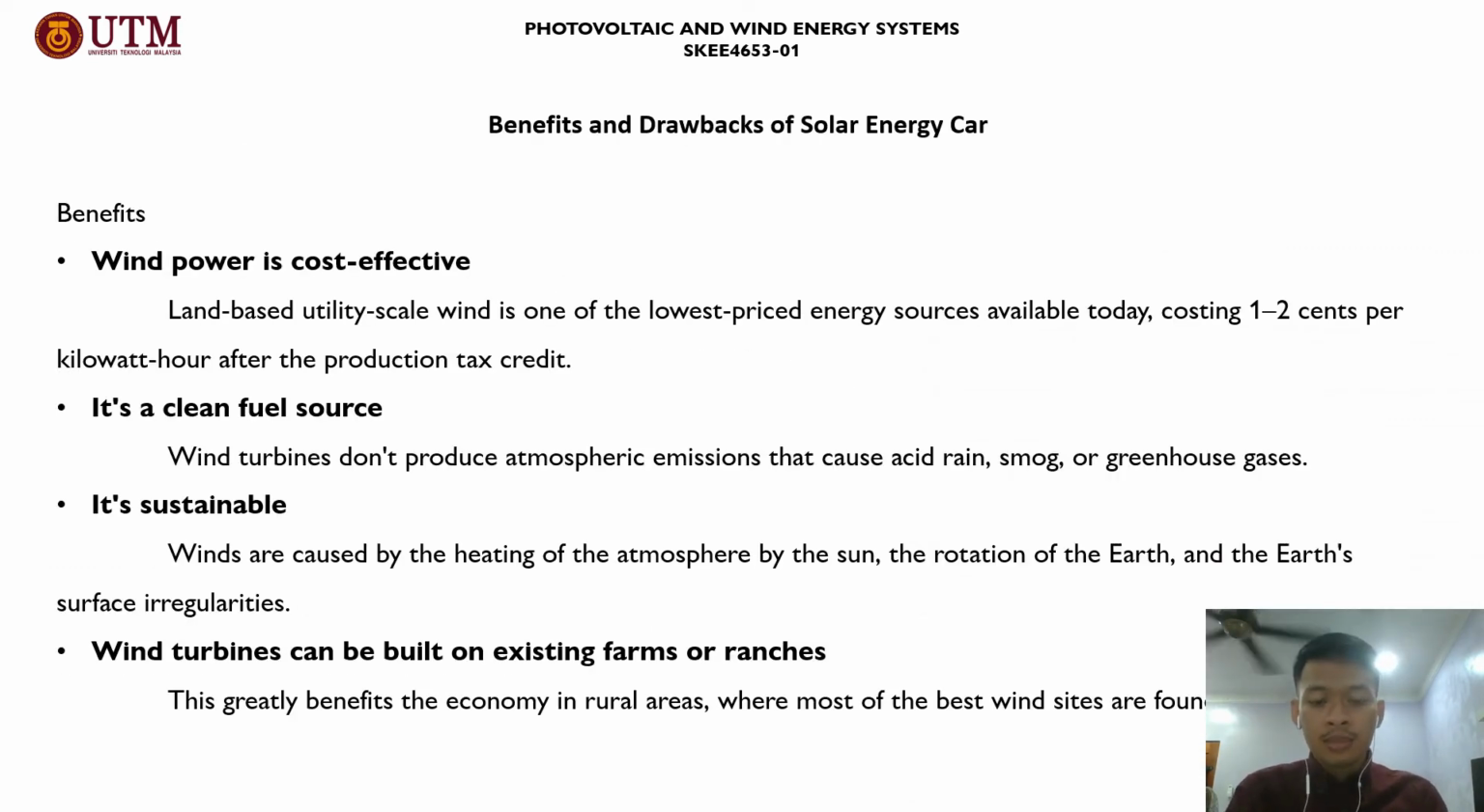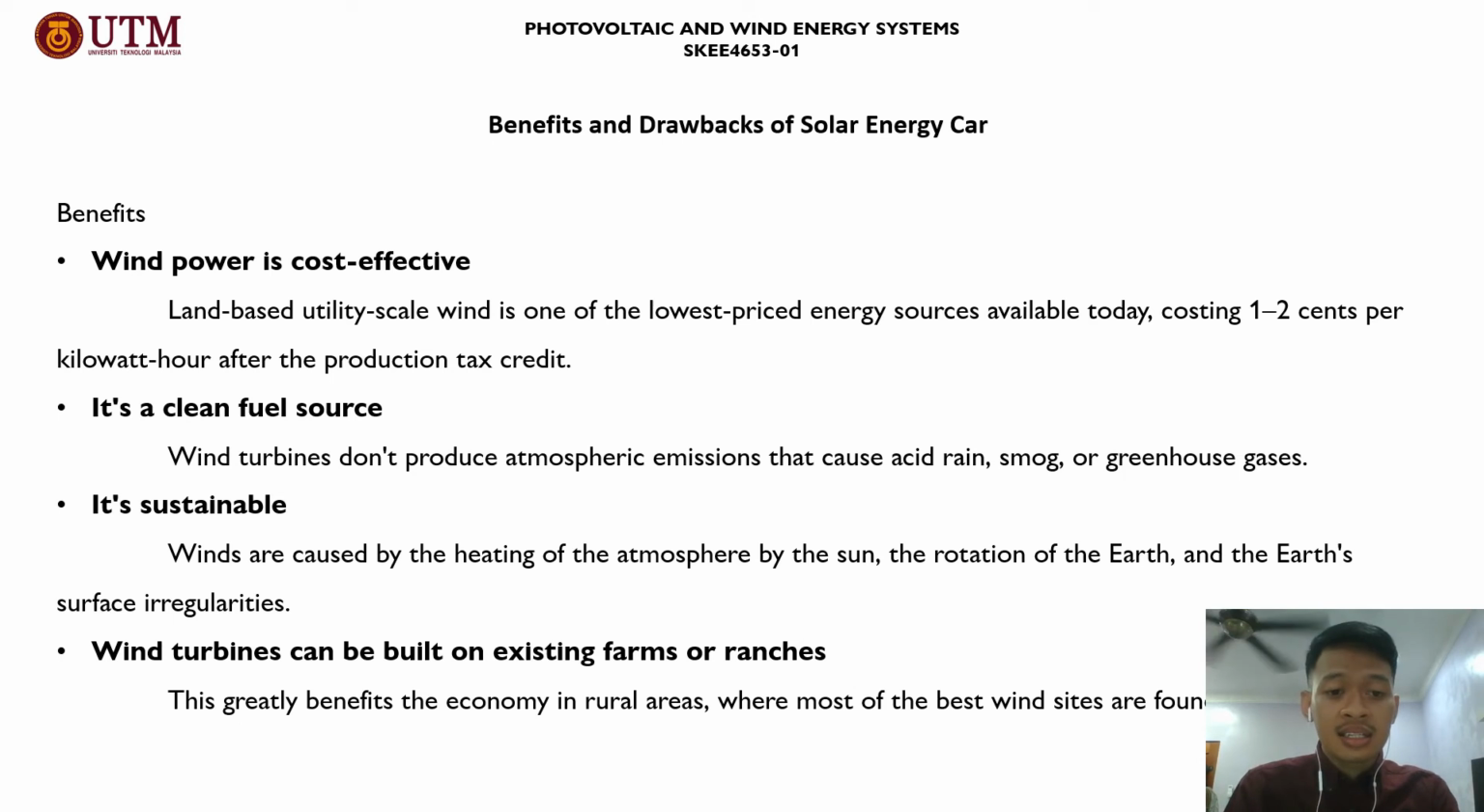So, we go to the benefits of wind energy systems. First, wind power is cost-effective. Land-based utility-scale wind is one of the lowest-priced energy sources available today, costing 1 to 2 cents per kilowatt-hour after the production tax credit. Because the electricity from wind farms is sold at a fixed price over a long period of time and its fuel is free, wind energy mitigates the price uncertainty that fuel costs add to traditional sources of energy.